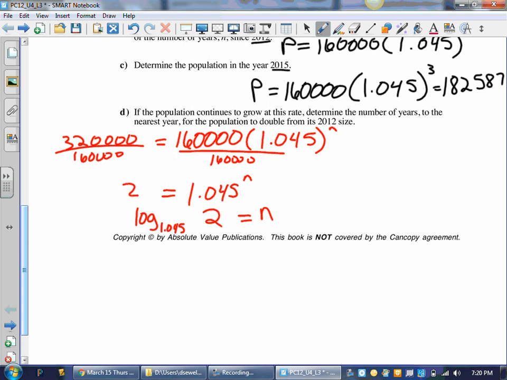We take log of 1.045, that is the base. Take the log of 2 with that base, and you will get 15.747 and a few. So then it says to the nearest year. We have to go back and make sure we answer the question. So n is going to be 16 years. Okay, make sure you answer in the proper way. All right, next page.